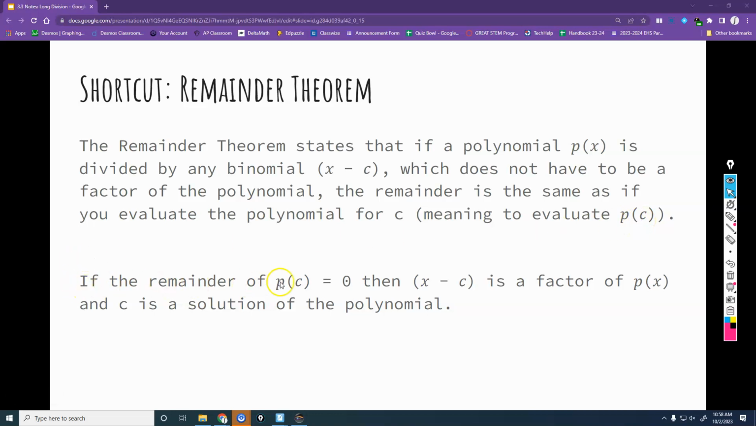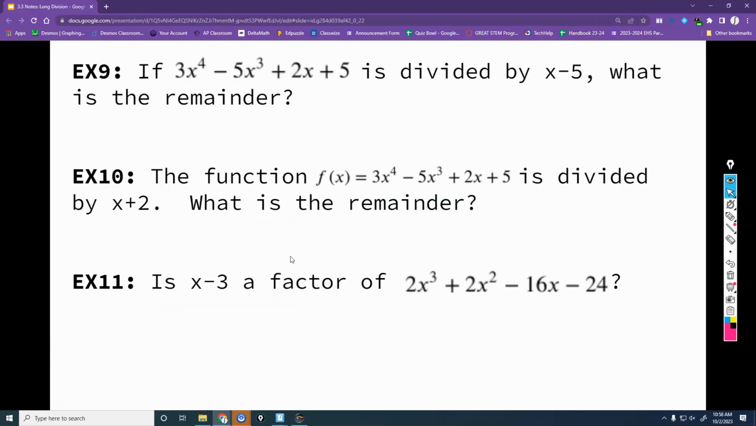So, if the remainder is 0, then that would be a factor. We've already talked about that. Get a remainder of 0, you get a factor. Now, I know that's a lot of words. Let's look at it in practice, because in practice, it's really not that bad, okay?